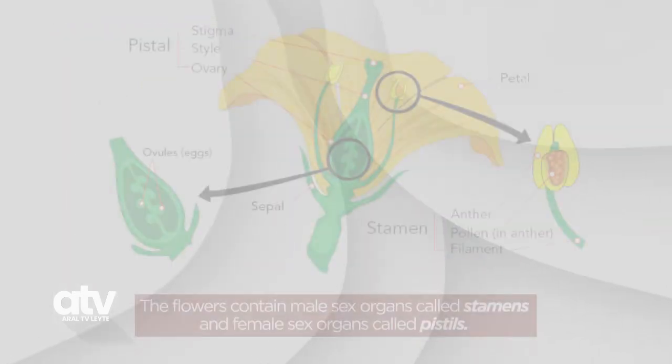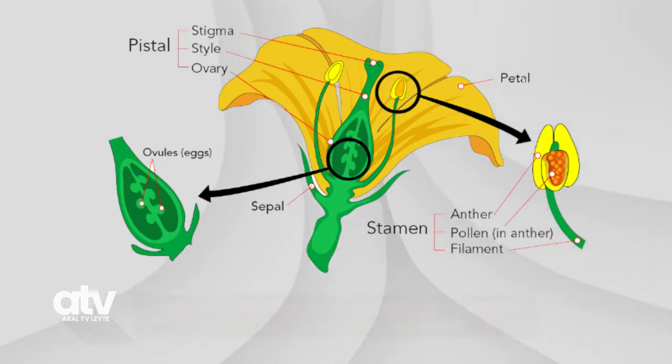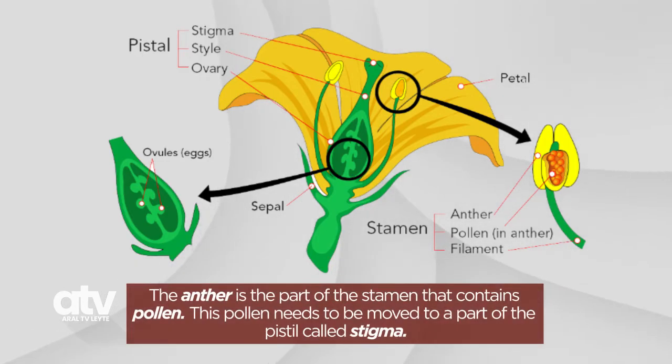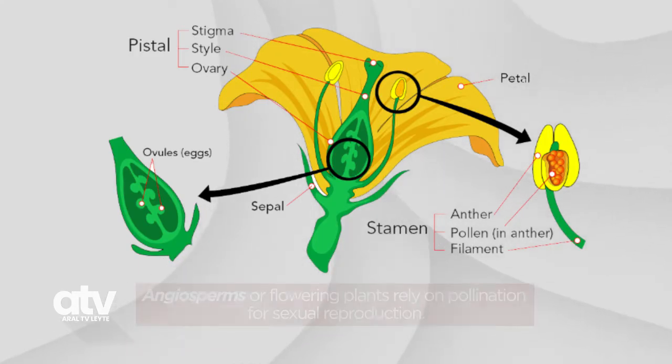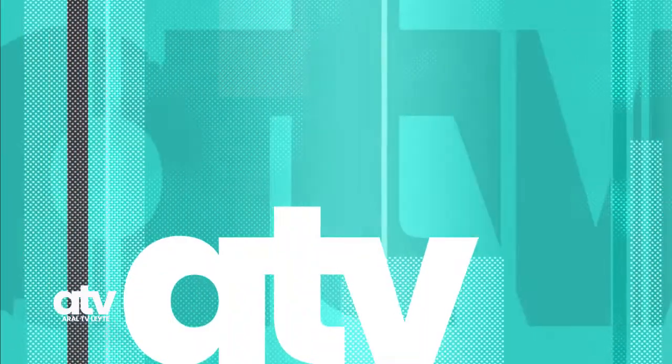The flowers contain male sex organs called stamens and female sex organs called pistils. The anther is the part of the stamen that contains pollen. This pollen needs to be moved to a part of the pistil called the stigma. Angiosperms or flowering plants rely on pollination for reproduction. What is pollination and what are its types?